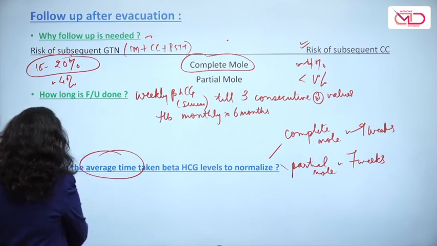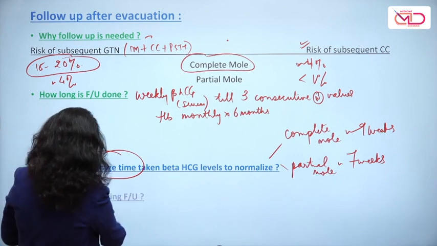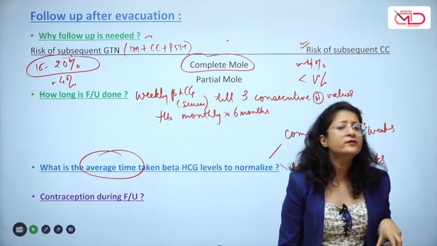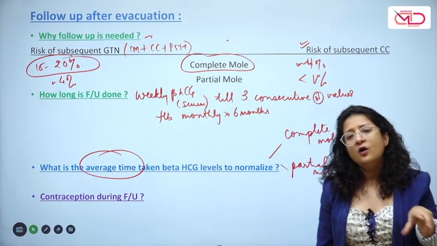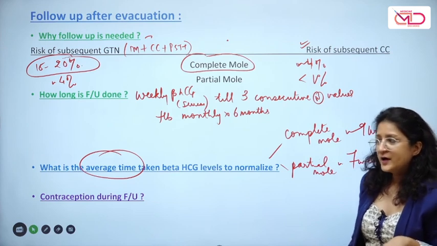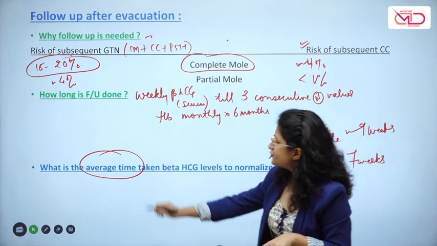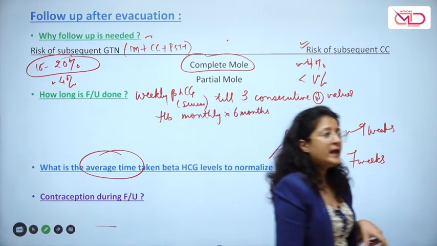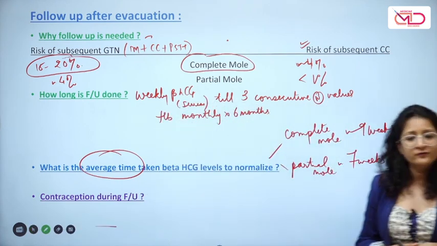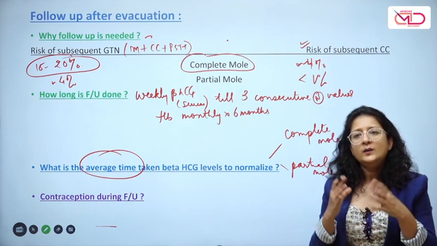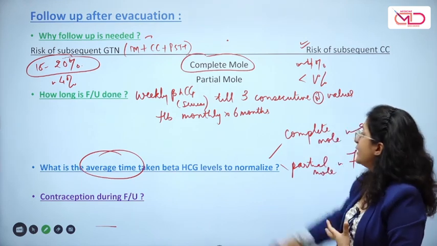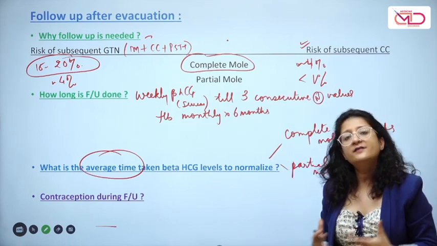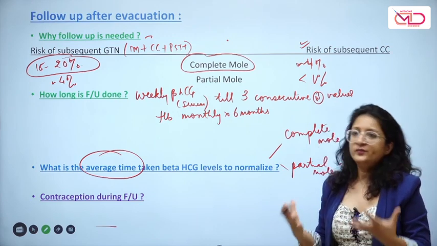Now, next question that arises is should the woman become pregnant during follow-up? What is the problem? Why is contraception required during follow-up? That's the question. It's not like she can't become pregnant during follow-up. But what will happen if she becomes pregnant during this long period of follow-up is a fresh pregnancy will give rise to fresh secretion of beta-HCG.